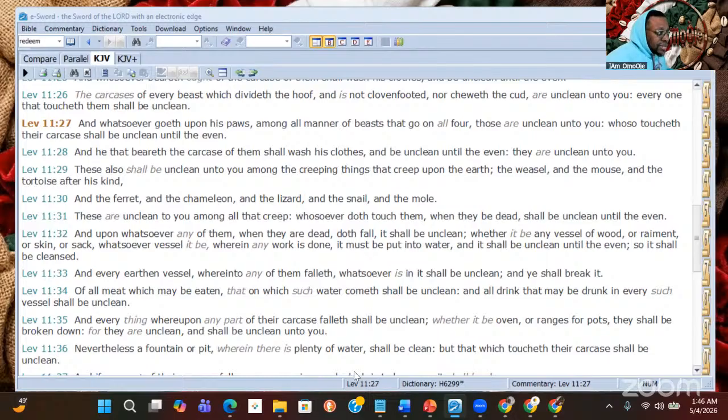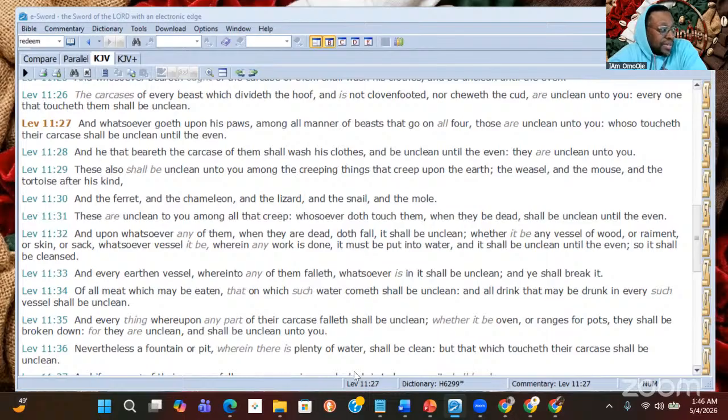These also shall be unclean unto you among the creeping things that creep upon the earth: the weasel, and the mouse, and the tortoise after his kind, and the ferret, and the chameleon, and the lizard, and the snail, and the mole. These are unclean to you among all that creep. Whosoever doth touch them, when they be dead, shall be unclean until the evening.